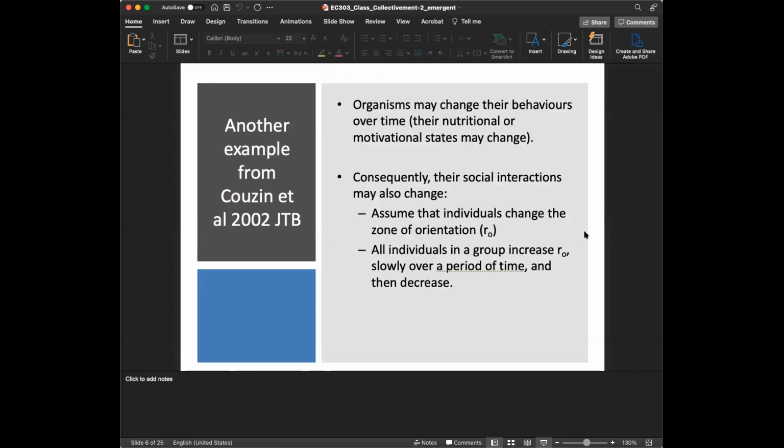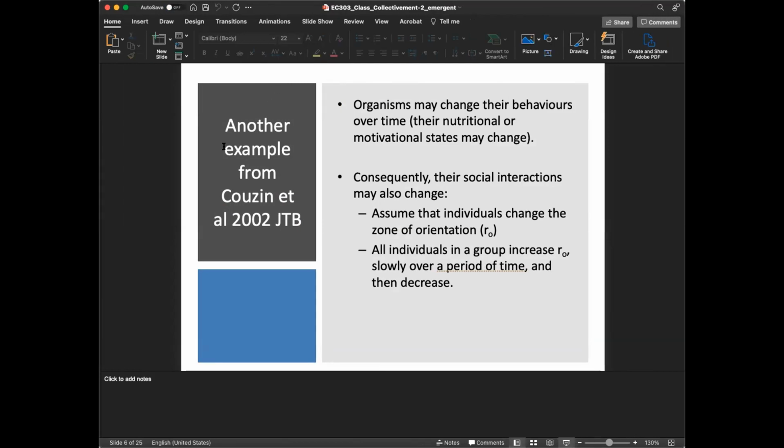There's actually one more example that I can give you from this paper, Couzin et al. 2002, in the context of behavioral interaction. Now this doesn't fall into a classic broken symmetry kind of example, but I think it can still be thought of as an emergent property. So here, think of biologically realistic behavior: over time, organisms change their behavior, right? For example, their nutritional state might change, their motivational state might change. Consequently, the interactions between them may also change over time.